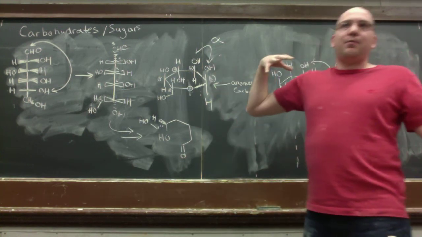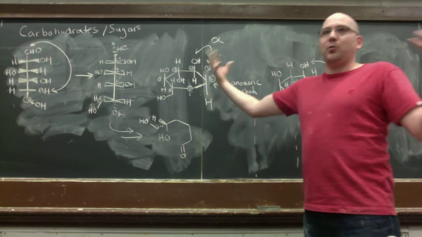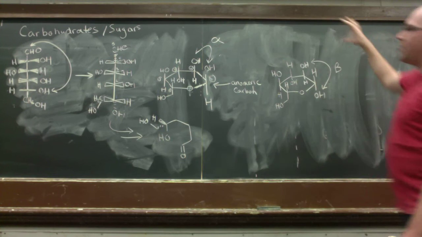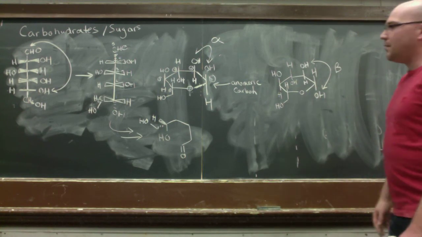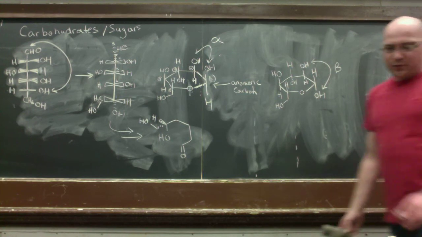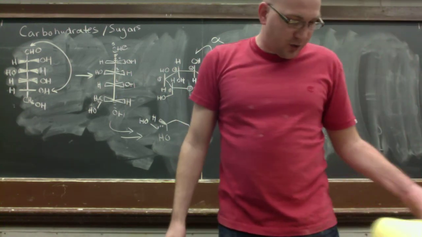I don't care that much about the nomenclature, but you can read that in the book. Again, if they're on the same face, I guess they're alpha. If they're on opposite sides, I guess they are beta. All right, let's get on to some cooler stuff, aside from nomenclature.